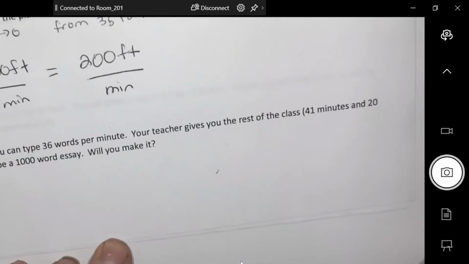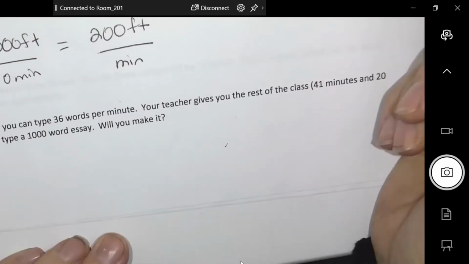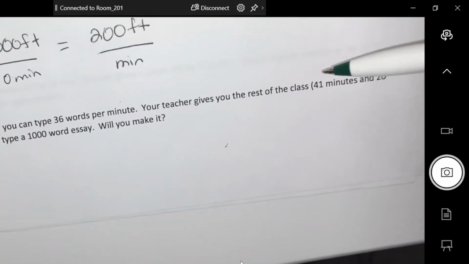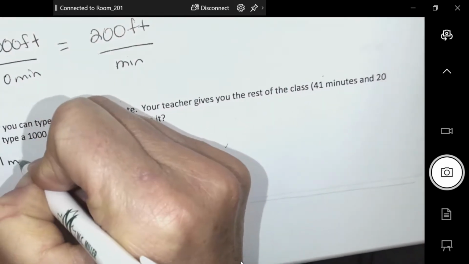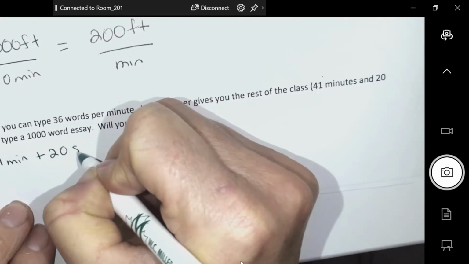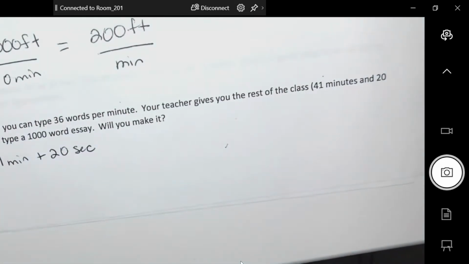Okay, you know that you can type 36 words per minute. Your teacher gave you the rest of class, which was 41 minutes and 20 seconds, to type 1,000 words. Will you make it? Okay, let's talk about 41 minutes and 20 seconds. That's an awkward thing. What do you want to do with that? It can't be mixing and matching two things going on.